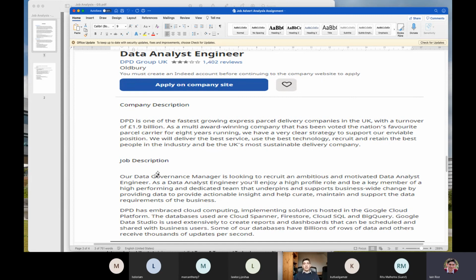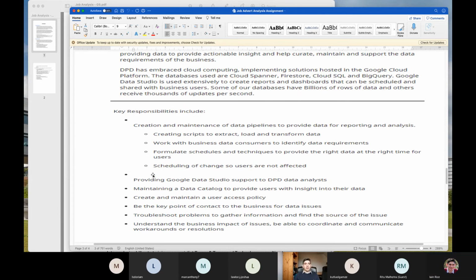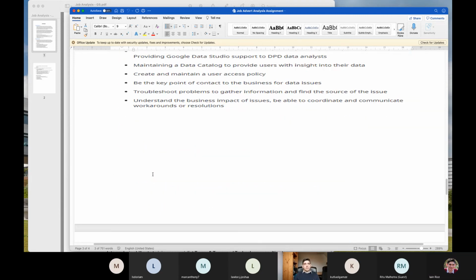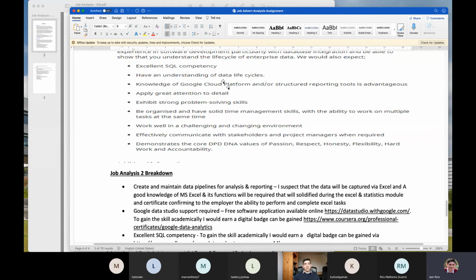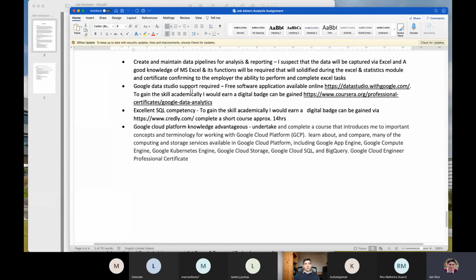Data analyst for DPD. So they're looking for some of the same stuff, really, SQL and a lot of professional skills. So they want you to create and maintain data pipelines for analysis and reporting. And I think Mark's absolutely hit the nail on the head here. So I suspect that the data will be captured via Excel, and a good knowledge of Excel and its functions will be required to manage that.